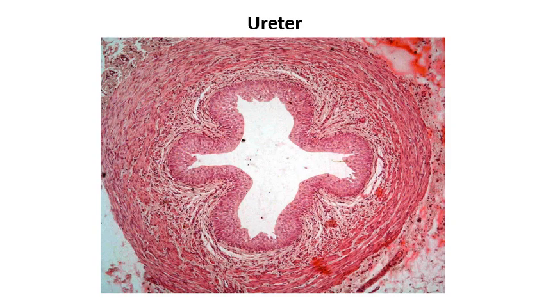Here is the ureter. How do you know it? I'm going to ask myself 3 questions. Look at the mucosa. It is folded. Why is it folded? Because it contains longitudinal folds. When I cut it, the TS appears like this, as if it is a star or cross.